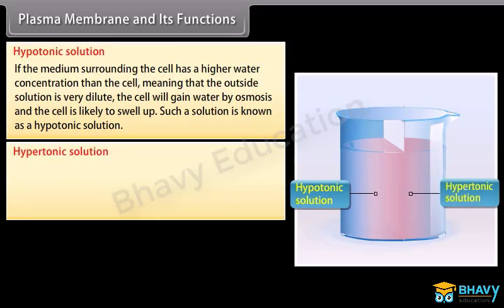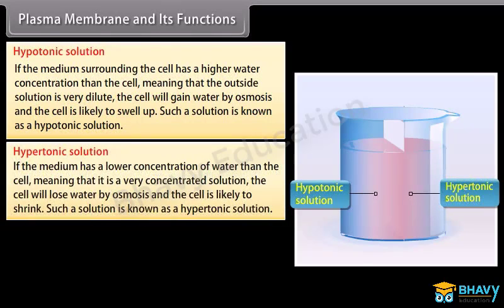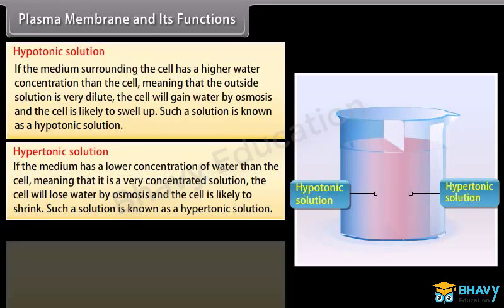Hypertonic solution. If the medium has lower concentration of water than the cell, meaning that it is a very concentrated solution, the cell will lose water by osmosis and the cell is likely to shrink. Such a solution is known as a hypertonic solution.